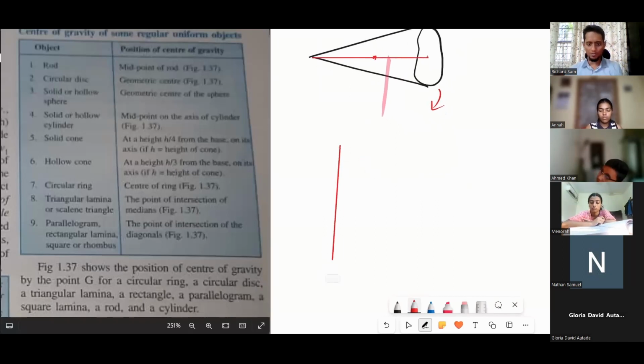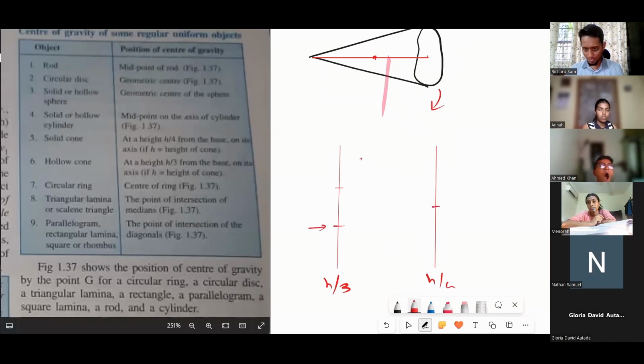Did you understand what is h divided by 4 and h divided by 3? If this is two lines, here I'm going to divide h by 3. Here I'll divide h by 4. H divided by 3 means you're dividing this line into 3 parts, and this is h divided by 3. H divided by 4 means you're dividing the height into 4 parts, and this point here is h divided by 4. So which is lower, h divided by 3 or h divided by 4? This is lower. H divided by 3 is a little more higher.